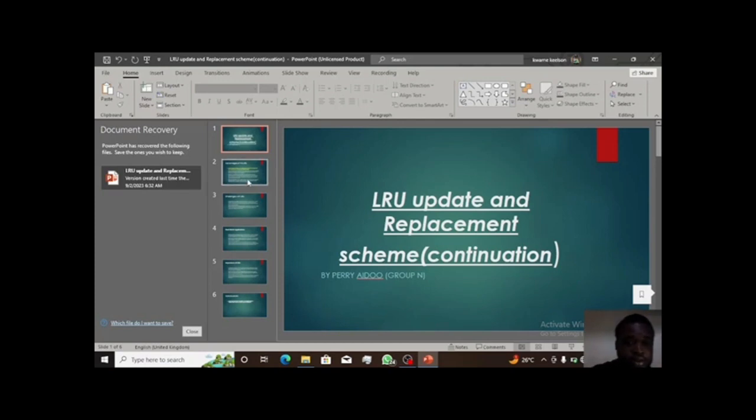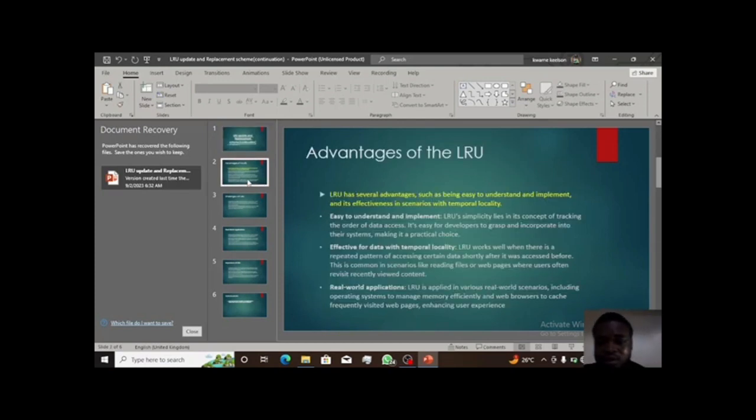This is the continuation. So the advantages of LRU. LRU has several advantages, such as being easy to understand and implement, and its effectiveness in real-world scenarios. Easy to understand and implement: LRU's simplicity lies in its concept of tracking the order of data access. It's easy for developers to grasp and incorporate into their systems, making it a practical choice.